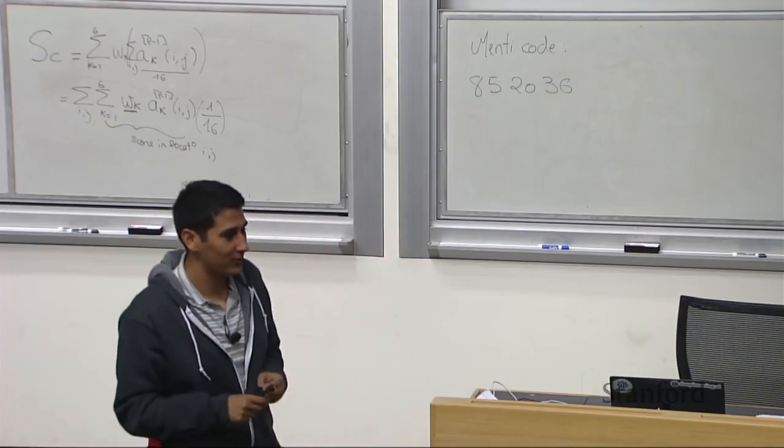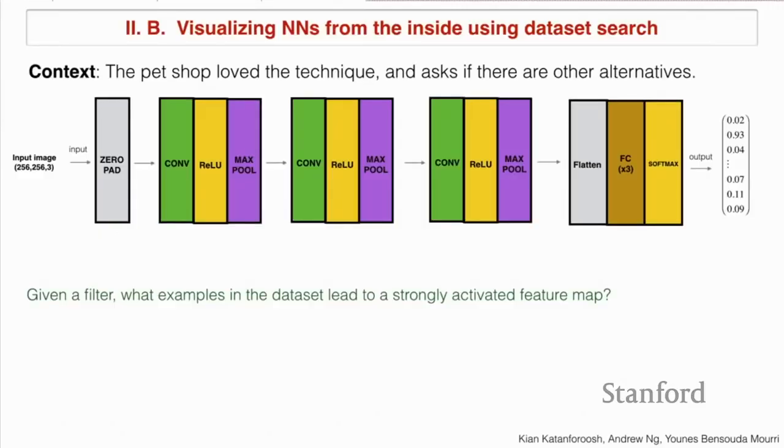So now we're going to do another trick, which is dataset search. It's actually one of the most useful, I think. Not fast, but very useful. So the Petchoff loved the previous technique and asked if there are other alternatives to show what an activation in the middle of a network is thinking.